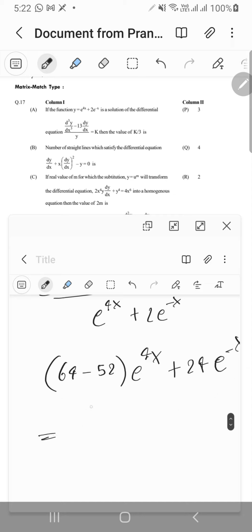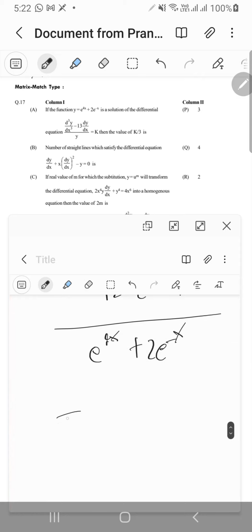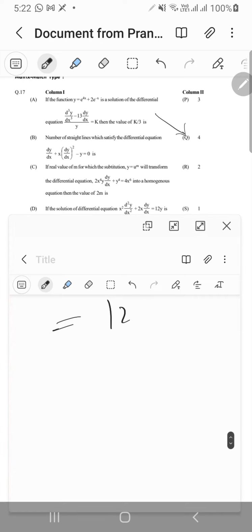Upon all that stuff. So this would just be 2, 1, yeah, of course. Power 4x plus 2 e power negative x. This thing is just 12. So this complete thing just turns out to be 12. So k is 12. K upon 3 is 4. So this is q. Number of straight lines which satisfy the differential equation.